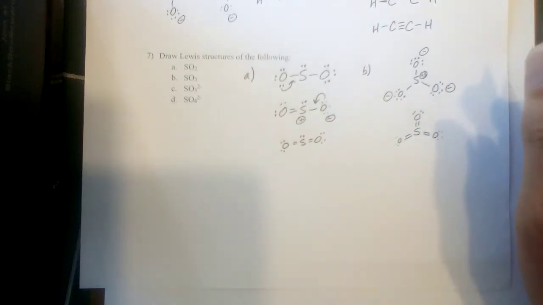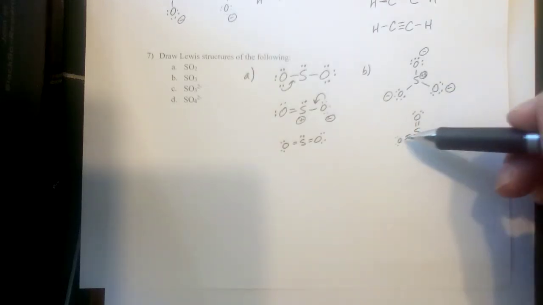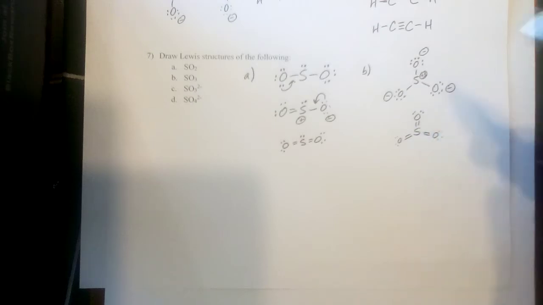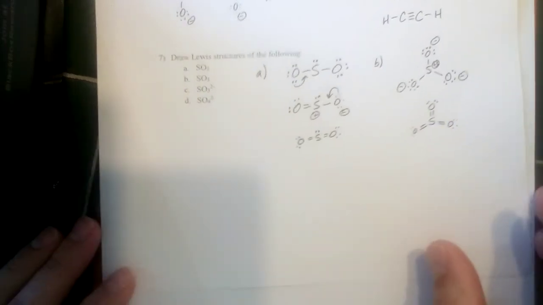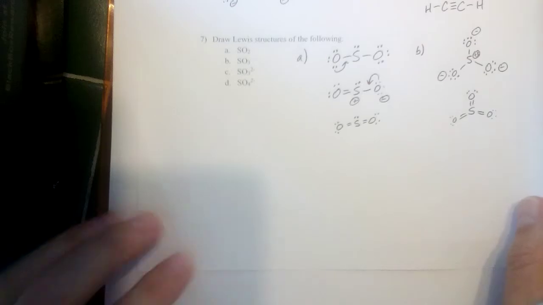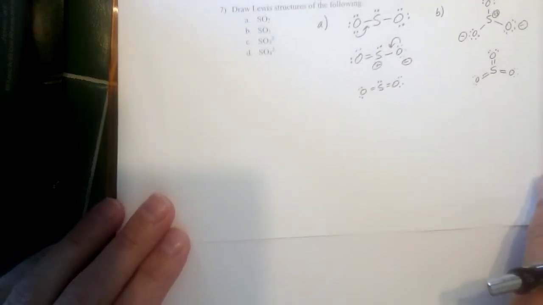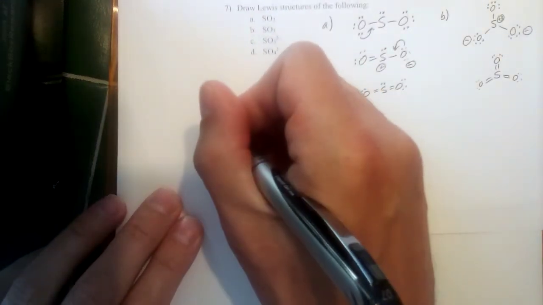We'll also get to 0, right? And that would give us a trigonal planar geometry there for that sulfur. Okay. Now the last 2 are ions, so we'll have to account for those additional electrons.